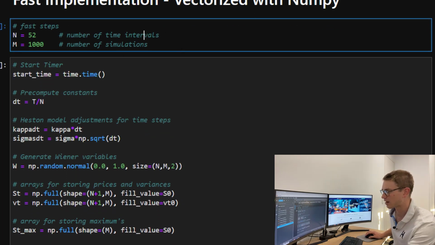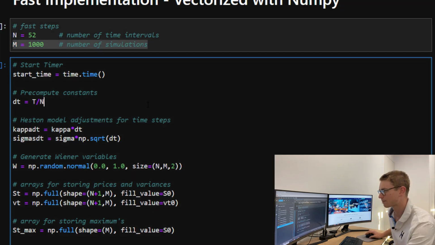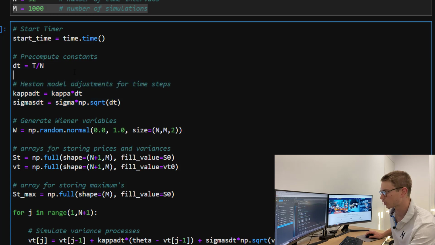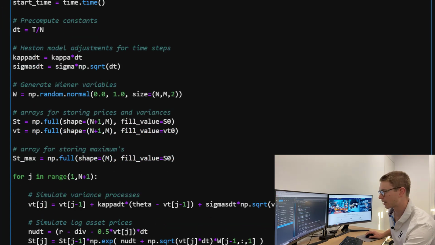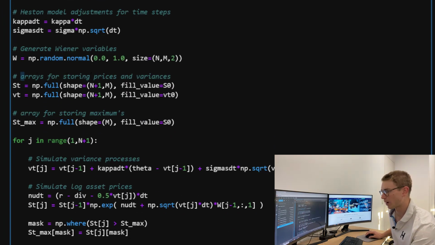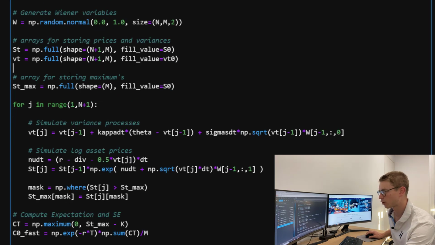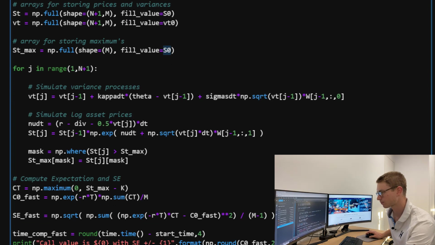Where we get the gain is that we can create an array for all our simulations for each time step. So we have the same pre-computed constants for the Heston model and then our time. Now we're generating random variables of size n times m. Here we've got arrays for storing our prices and variance process, and we're filling in with the initial stock prices and the initial variance. Then we've got our array for storing the maximum, which is just a flat array of m, so 1000 variables, again filled with the initial stock price.